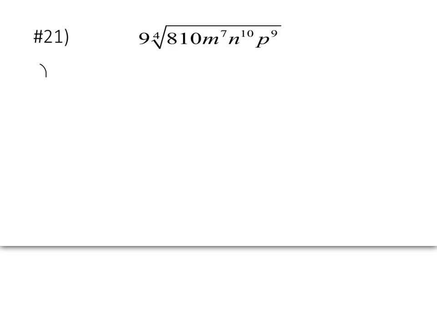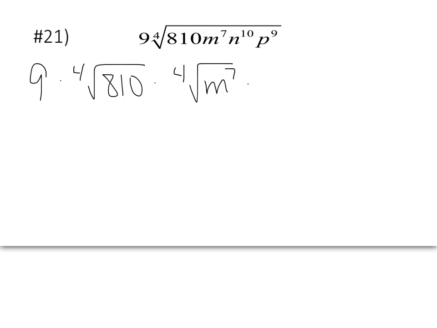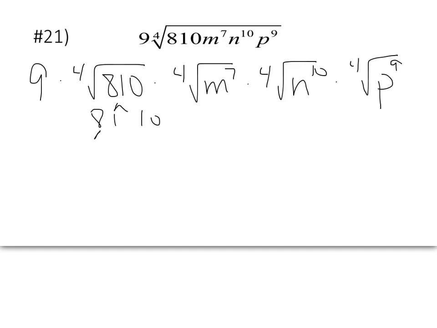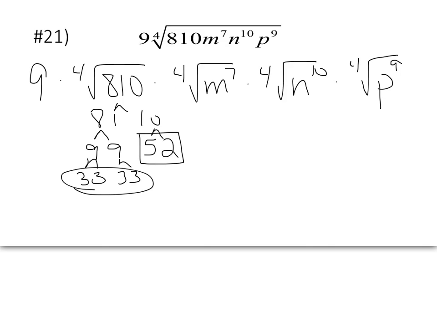Okay, so I've got 9 times the 4th root of 810 times the 4th root of m to the 7th times the 4th root of n to the 10th times the 4th root of p to the 9th. So we'll start with 810, which is 81 times 10. 81 is 9 times 9, 10 is 5 times 2, 9 is 3 times 3, and 9 is 3 times 3. So I have a set of 3, and then 5 times 2 is staying on the inside.